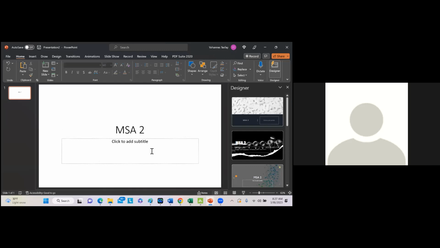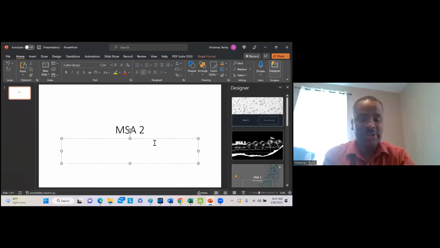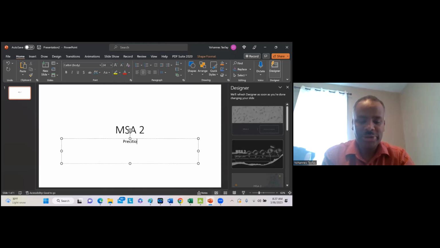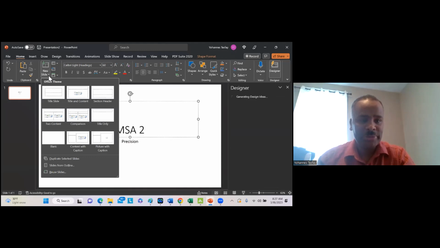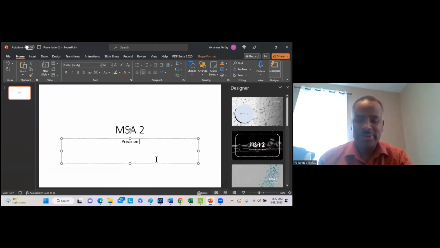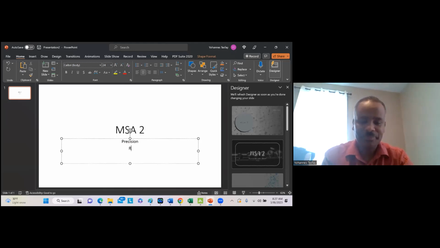Thank you. Okay, so MSA2 is all about gauge precision. When we talk about gauge precision, there are two important concepts: one is repeatability, the other is reproducibility.